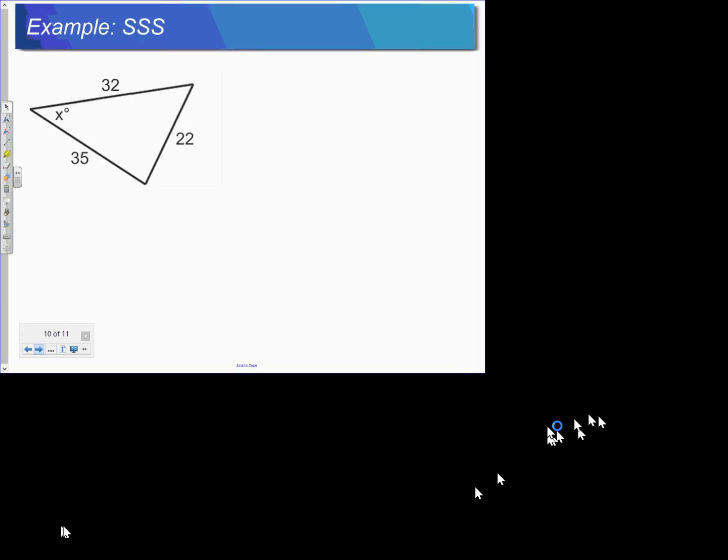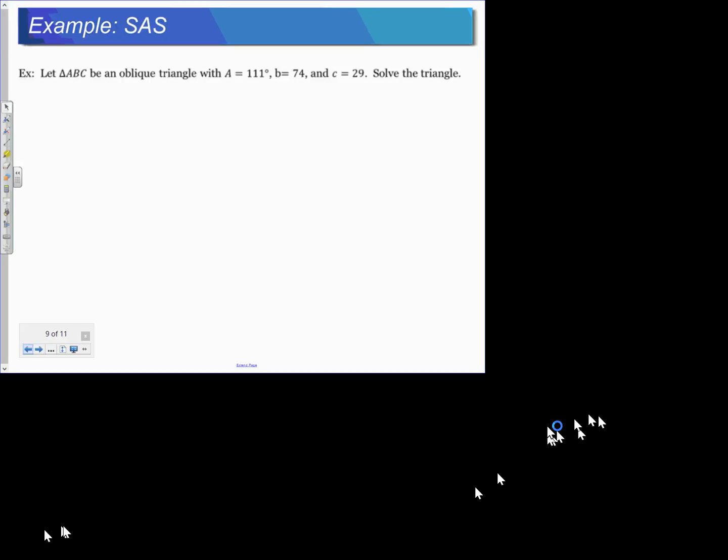So let's give this a go with finding the length of a side. Let's have a look at this problem. We have triangle ABC. It says it's oblique. Recall what that term means: oblique means non-right. It could have all acute angles, or it could be a triangle with at least one obtuse angle. We have given information: an angle A, side B, and side C. And we're being asked to solve the triangle, meaning to figure out all of the missing information.